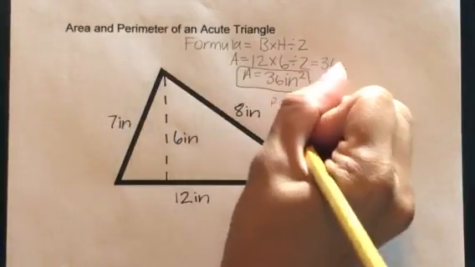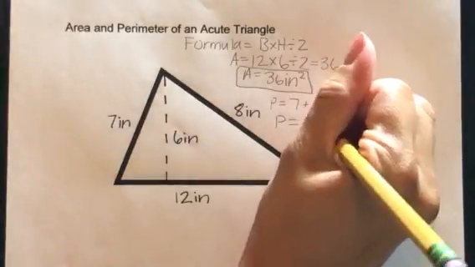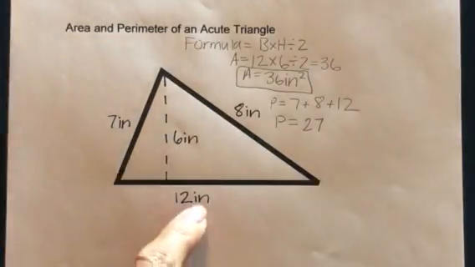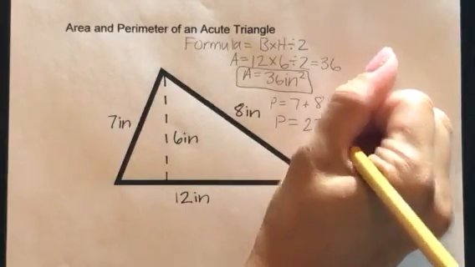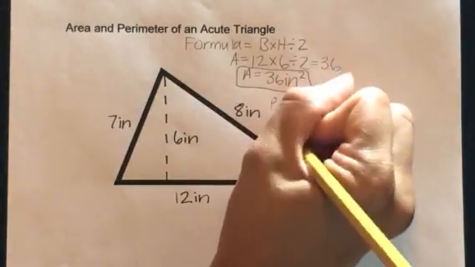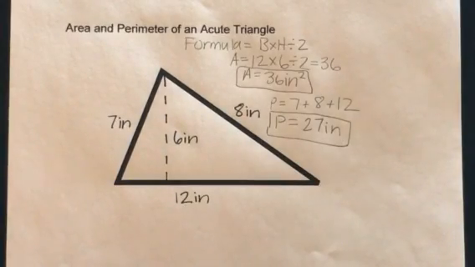Okay? So when I add 7 plus 8 plus 12, you get 27. It still needs a label, and we're measuring in inches. Perimeter is not squared. It's just adding the distance around. So our perimeter is 27 inches.